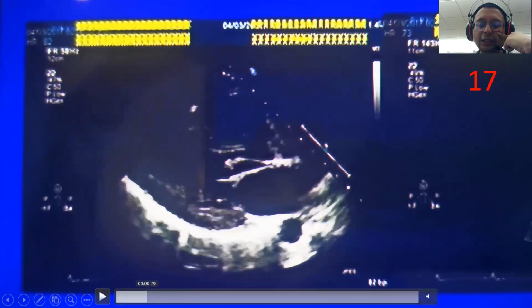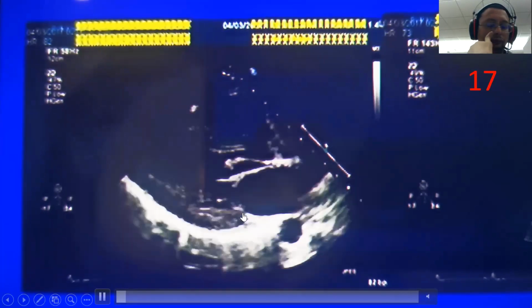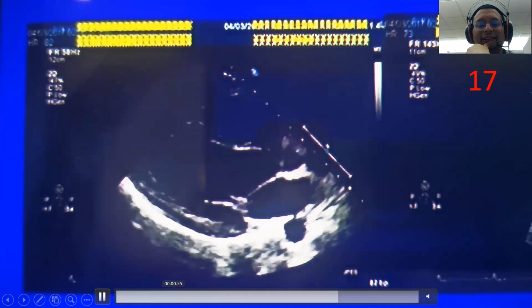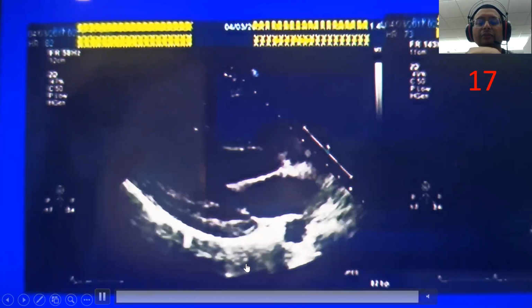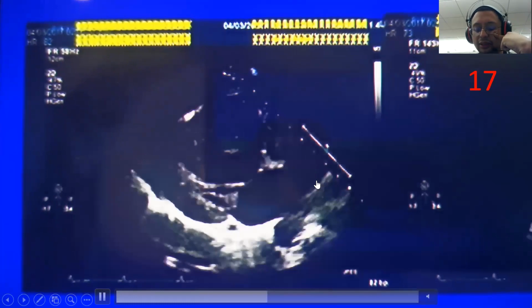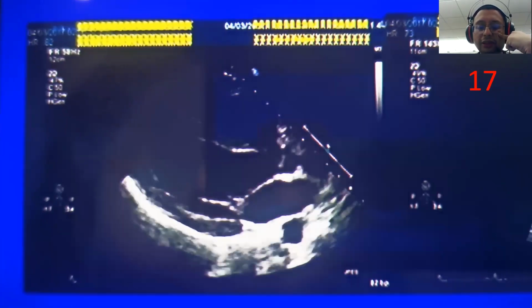It looked like, okay, let's say if you see this, right, what is your differential diagnosis? Parachute mitral valve? No. It looked like there is a fluffy mass, right? On top of that mitral valve leaflet, there's a fluffy mass there. It looked like a kissing mass, we call it, right? A kissing mass on the tips of the mitral valve leaflet.